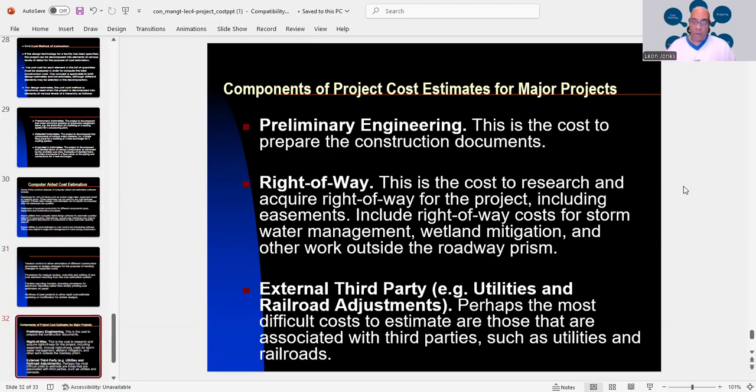And then you have a third party, and that's an external third party. Usually it's going to be a utility or utilities and railroad adjustments. Perhaps the most difficult cost to estimate are those that are associated with third parties, such as utilities and railroads. And one thing that I can tell you, particularly with utilities, utilities can hold up the project because utilities definitely have to be relocated, and you might have some issues with the railroad as well.